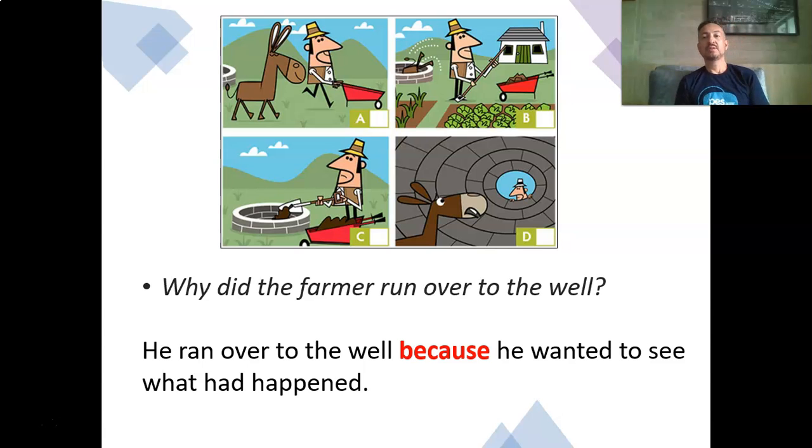Okay, so these two answers, they have like a purpose for one of the actions of the farmer. So he ran over to the well because he had a purpose. He wanted to see what had happened.